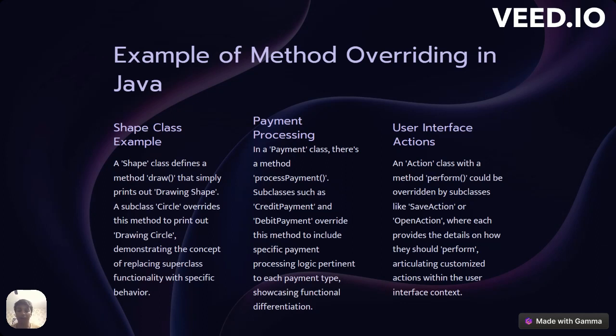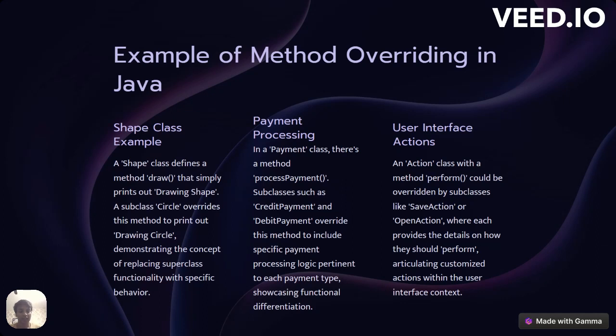Payment processing. In a payment class, there is a method called process payment. Subclasses such as credit payment and debit payment override this method to include specific processing logic pertinent to each payment type, showcasing functional differentiation.